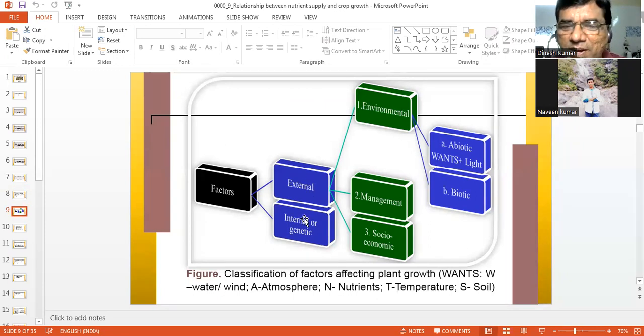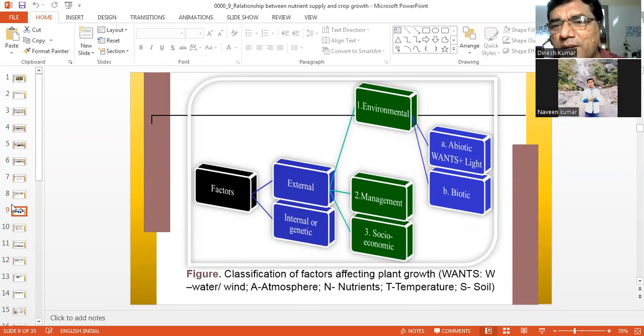Factors like external factors and genetic factors. External factors are three: environmental, management, and socioeconomic. In environmental factors, you have abiotic and biotic. In abiotic factors, you have water, atmosphere or air, nutrients, temperature, soil, plus light. Nutrients are an abiotic factor. So you can see that nutrients are going to affect the growth.